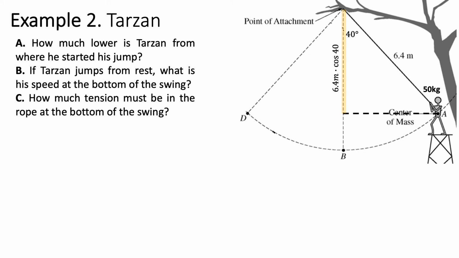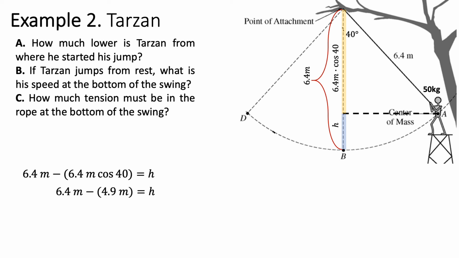Now, the length of the rope doesn't change. The rope will always remain 6.4 meters. Therefore, to find the height, I just need to find the difference between the rope and that side of the triangle. So basically the height is going to be 6.4 meters, the length of the rope, minus the length of the rope times cosine 40. Plugging that in, we're going to get a height of 1.5 meters.